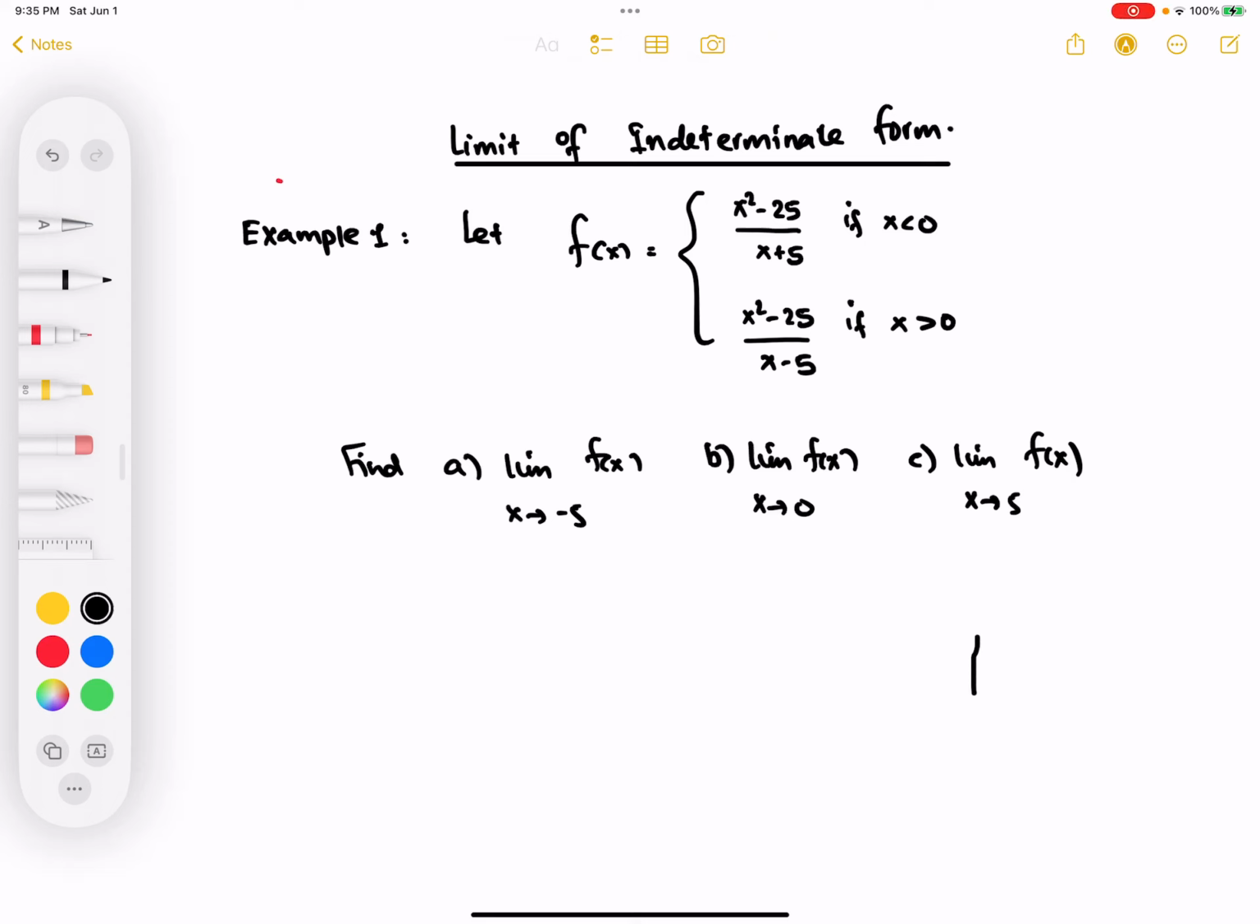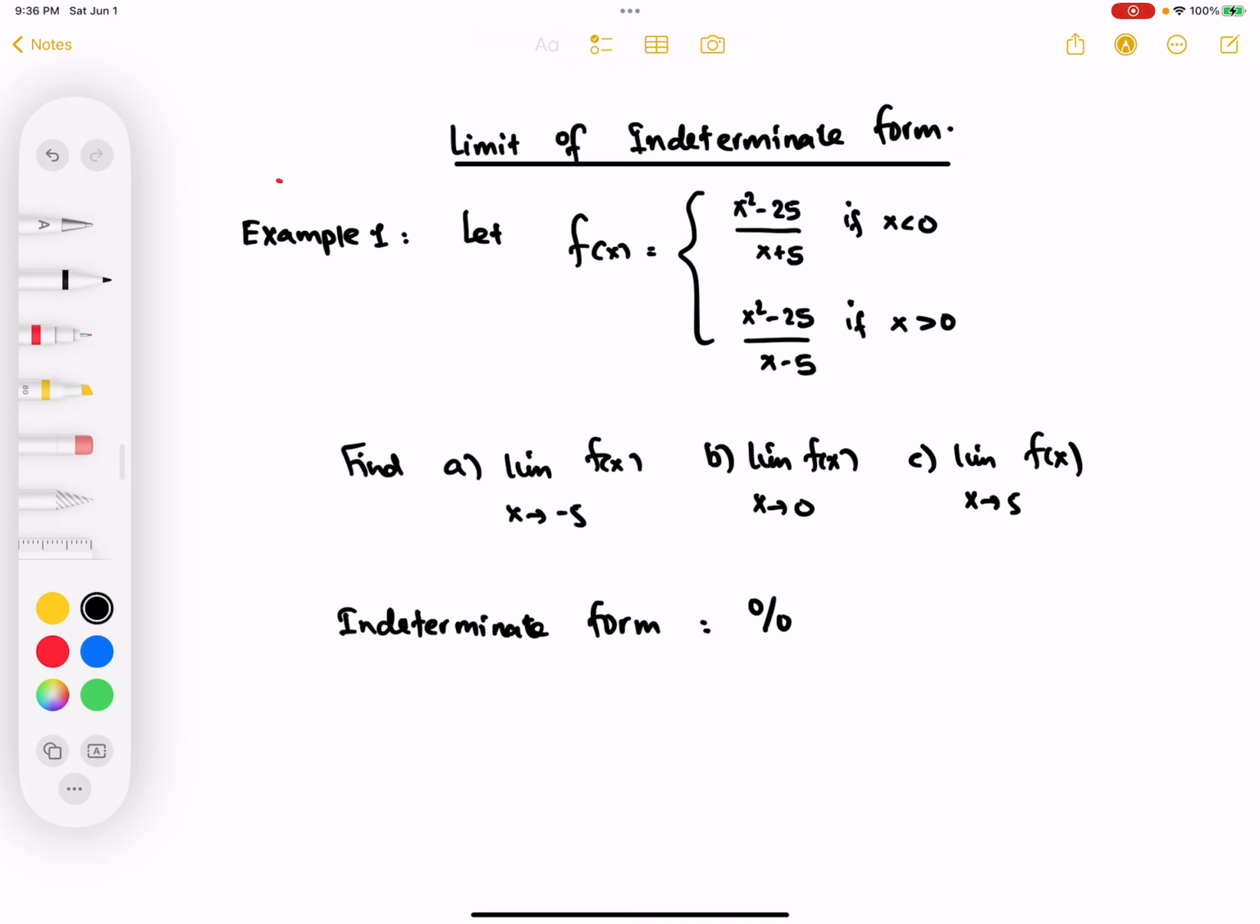All right, let's discuss limit of indeterminate form. Limit of indeterminate form means when you substitute the limit at the point, if it gives you 0 over 0 form. Indeterminate form means that under direct substitution, if it gives you the 0 over 0 form, in this case we call it indeterminate form.